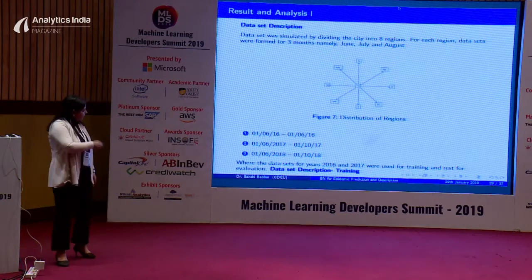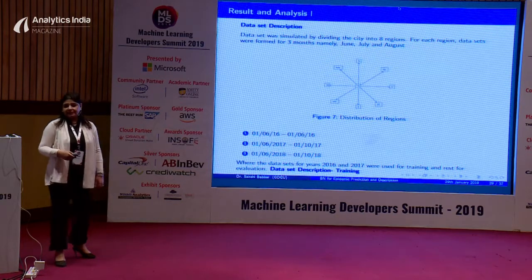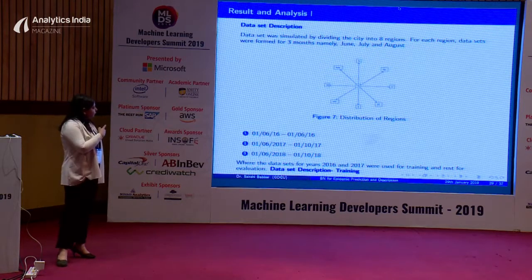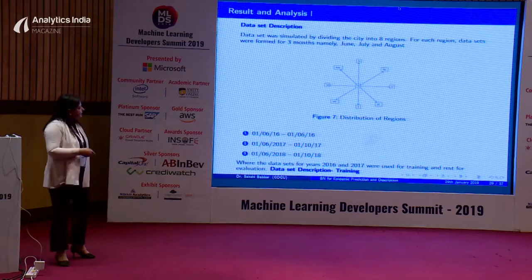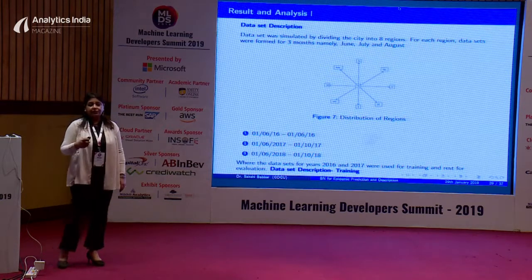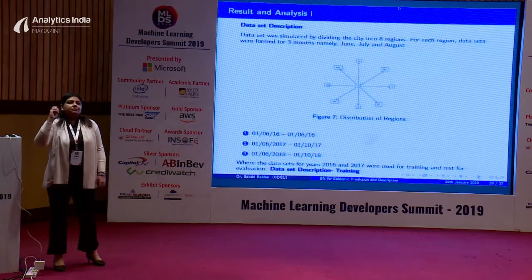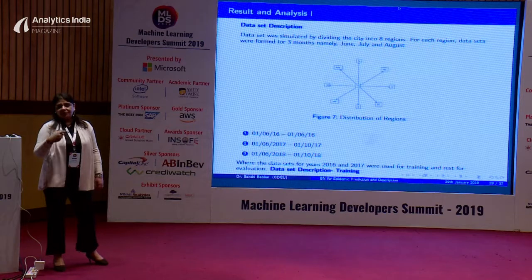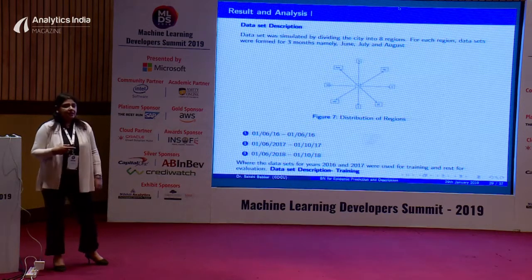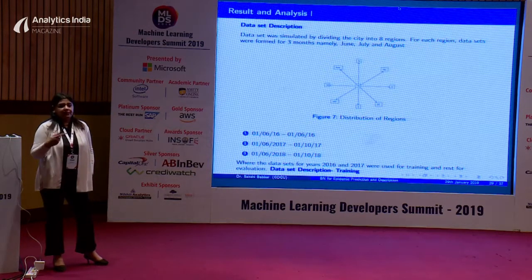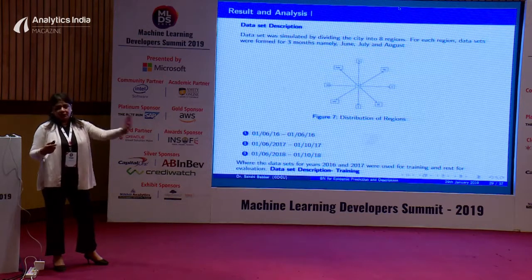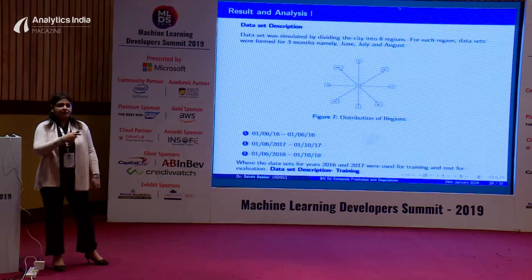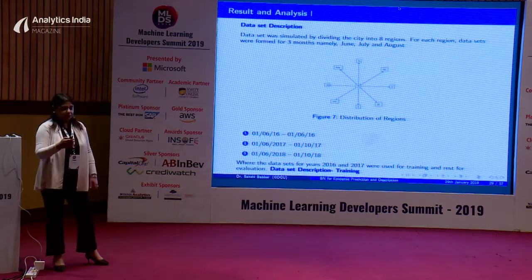There are 3 data sets now. The first one starts from June 1st and ends on, oh, there's a typo here, it stops at 1st of September. So we have 3 months of data collected for year 16, 3 months of data collected for year 17, and 3 months of data collected for year 18. The first two, year 16 and year 17, will go for training of the Bayesian network, and the rest of the data will be used for evaluation purposes.